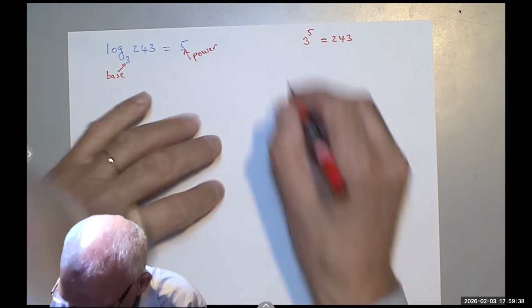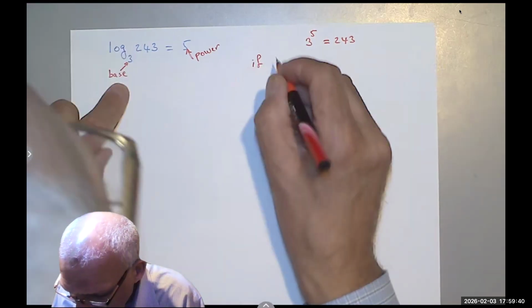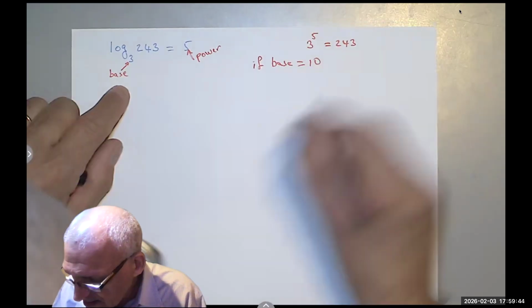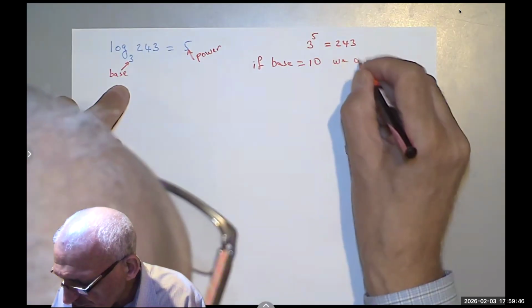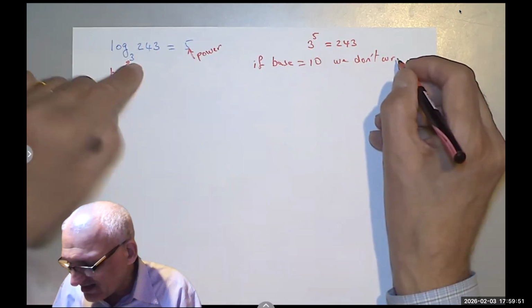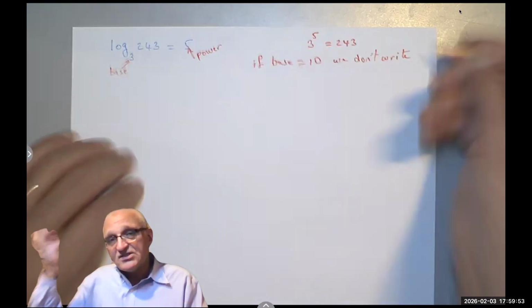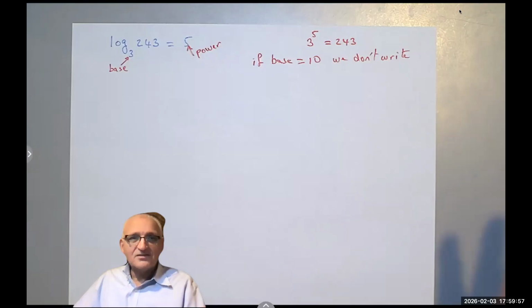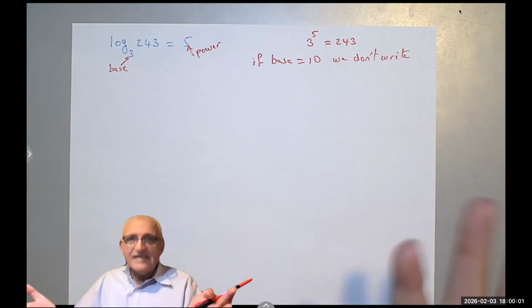Except that if the base equals 10, we don't write it. We don't say log to the base 10. Originally, logs had base 10. That was common to use because we use a decimal system, so we have 10 digits.